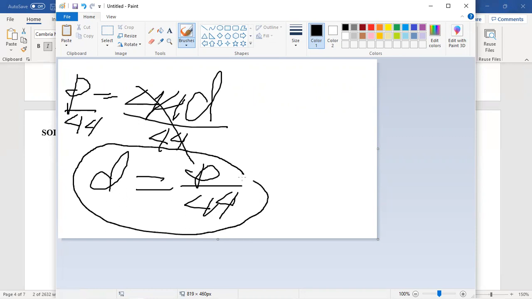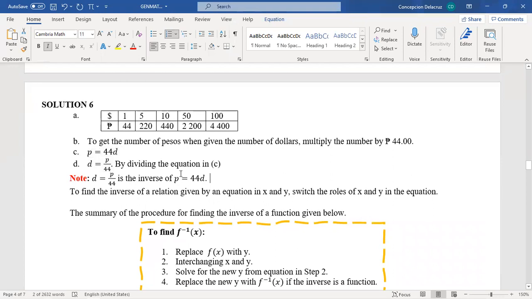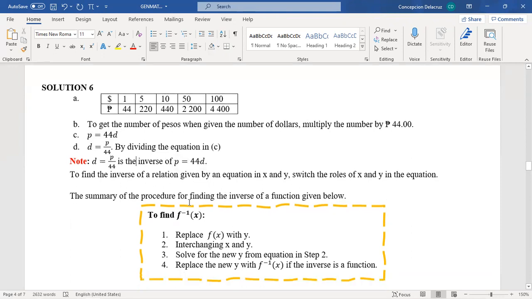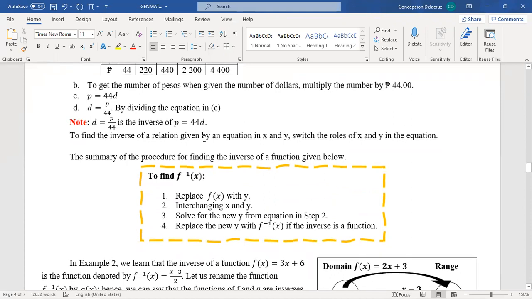So substitute P, and we can get the value of D. Here we have a note: D is equal to P over 44. That is the inverse of P is equal to 44D. So we used an inverse function there. To find the inverse of a relation given by an equation in x and y, switch the roles of x and y in the equation, and so on.